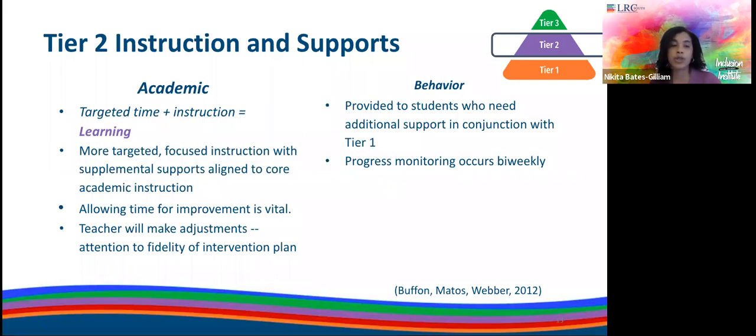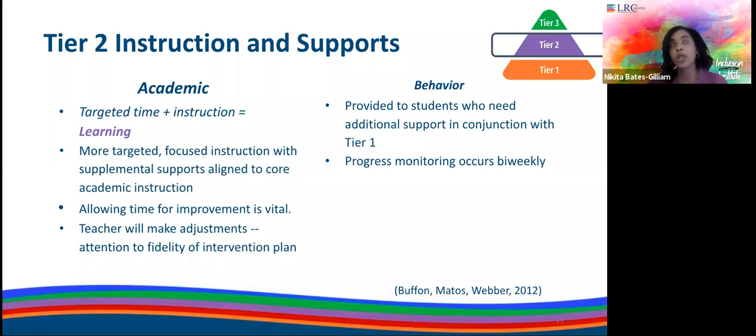So for tier 2, we're looking at some instructions and supports. When we're thinking of academics, we're thinking of perhaps this mathematical equation of targeted time plus instruction is going to equal learning. So keeping that in mind and what that visually is going to look like for your student to give them the best support needed. Making sure that the instruction is targeted, focused, and explicit for the students, and that you're allowing time for improvement. You're allowing time to say, okay, let me review my progress monitoring notes and let me see where I can make some more interventions occur.